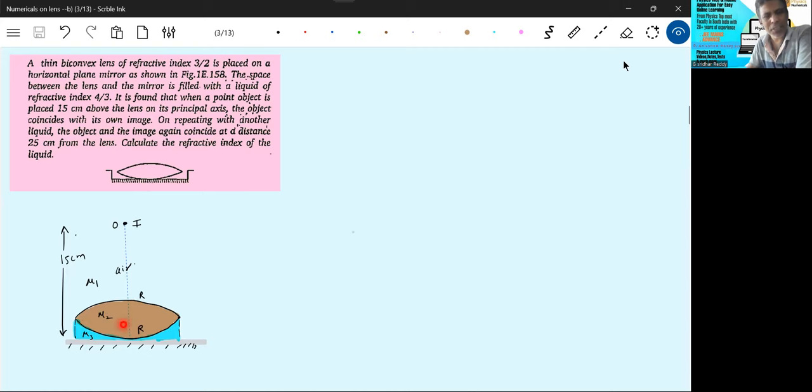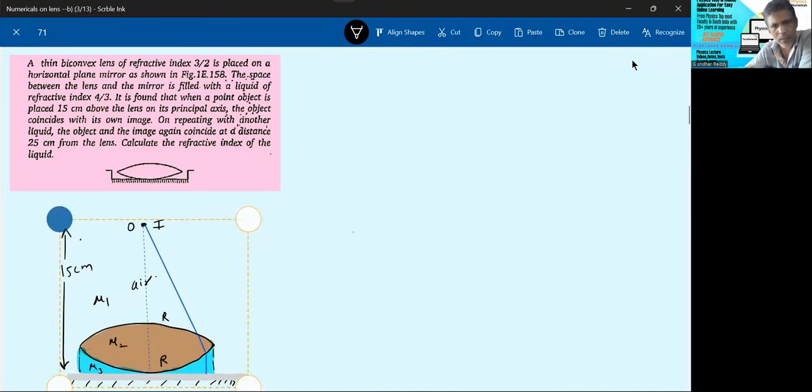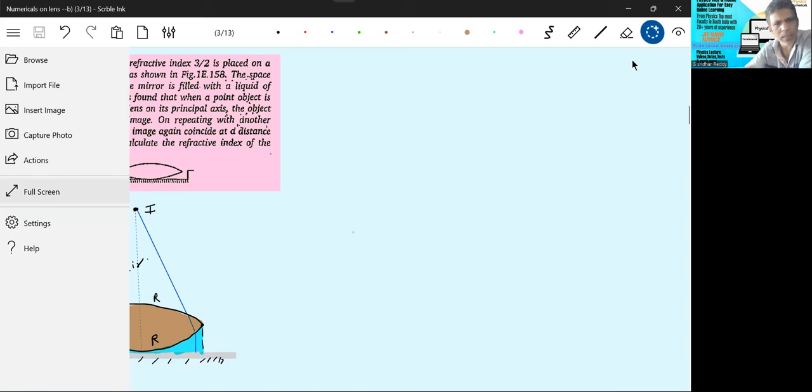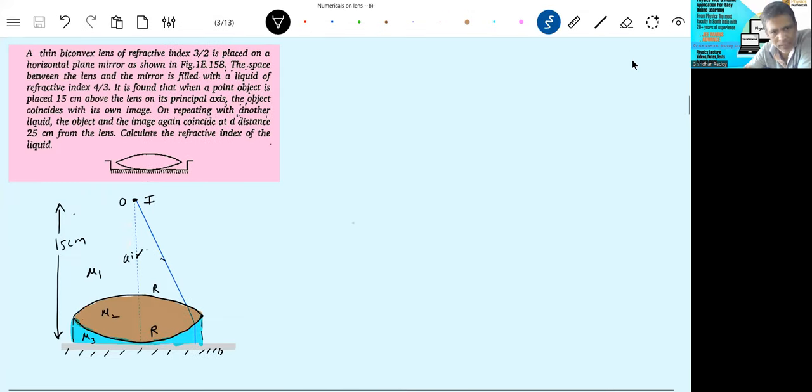Straight away, you can go for the refraction at spherical surface formula. Because what should happen to the ray after refraction? The rays after refraction from this lens and the liquid should be incident normally on the mirror. I think this ray diagram is very important. After refraction it should be like this. You can see clearly, no refraction will occur there. After refraction here, it should be incident normally so that it will retrace its path.